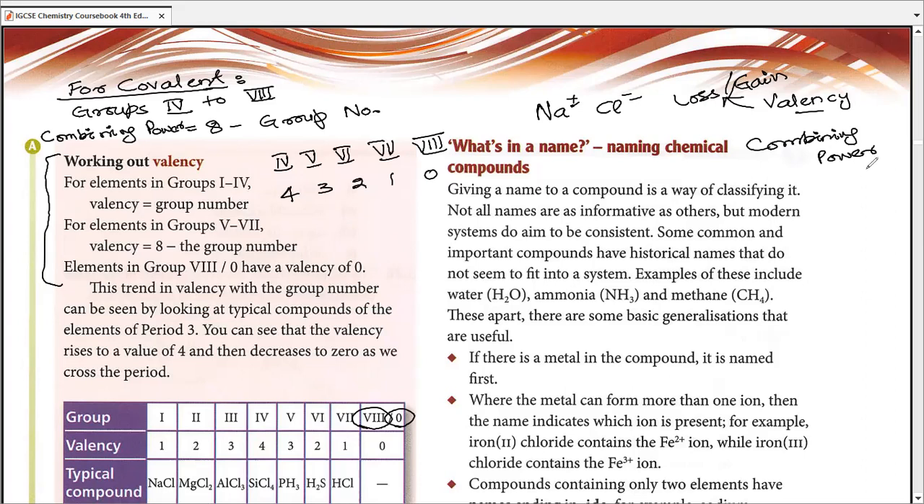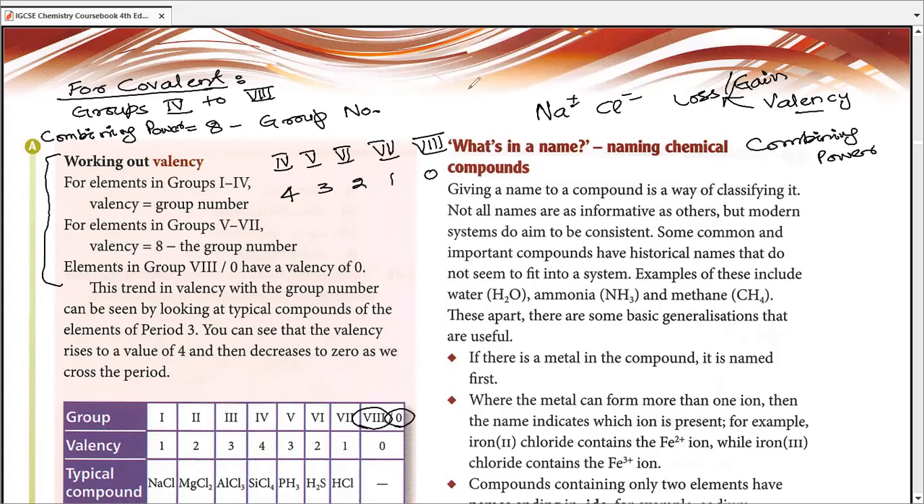The best part about combining power is that whatever numbers we use for combining powers, we don't put a charge beside them. We don't put a plus or a minus sign with them. So these are simple numbers. That's the major difference between combining power and valencies. All right? So that clarifies both covalent and ionic compounds.